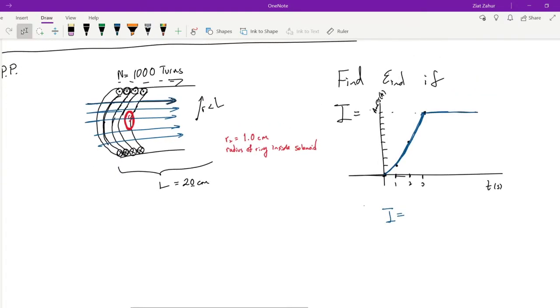All right. So we want to find V induced. Of course, the induction is happening in the ring itself. So we're going to induce a voltage inside based on the force that we will apply onto the charges that exist, forcing a current to produce a magnetic field that will oppose the change in the original magnetic field. Yikes, that's a mouthful.